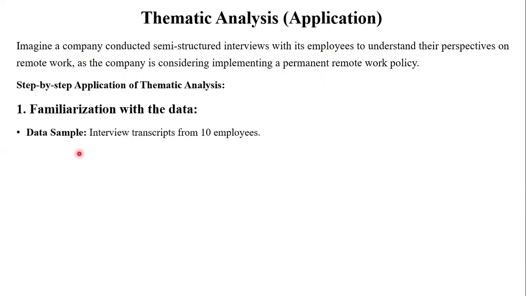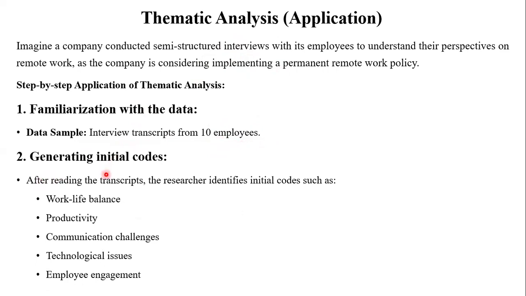The sample data is related to the interview transcript from 10 employees because the company has already conducted the semi-structured interview. So, as a first step, you need to transcribe the data which you have obtained from the employees as a researcher. When you transcribe the data, you are basically familiarizing yourself with the data.